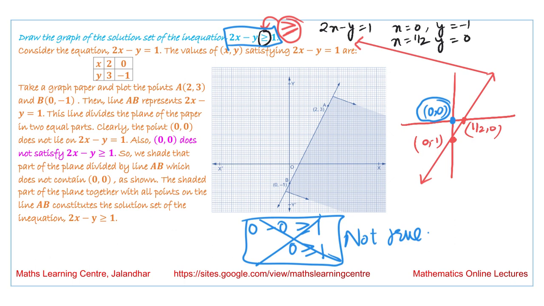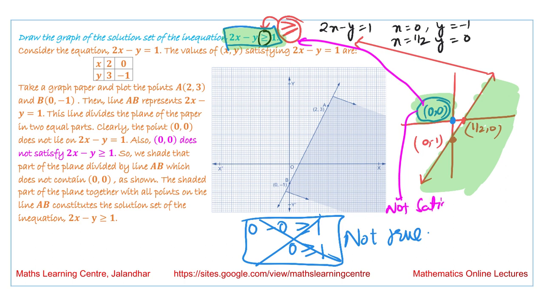So the region for the solution of this line is this portion. If the point 0 0 had satisfied this inequality, then the upper part would have been the solution, but it is not satisfying the inequality 2x minus y is greater than or equal to 1. So this is not part of the solution set. The other portion, on or below this line, where this point is not lying, will represent the solution set.